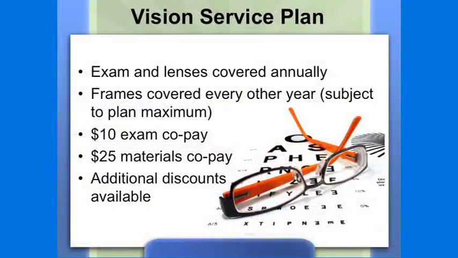Okay? We also offer a plan called Vision Service Plan. This is a comprehensive vision plan that provides not only an exam but also glasses or contact lenses. You can get an exam and lenses covered annually. You can get a frame covered every other year, subject to the plan maximum, which currently the frame maximum is $140 allowance. The copay for an exam is $10 and copay on the materials is $25, and we also have some additional discounts that are available through the participating providers.